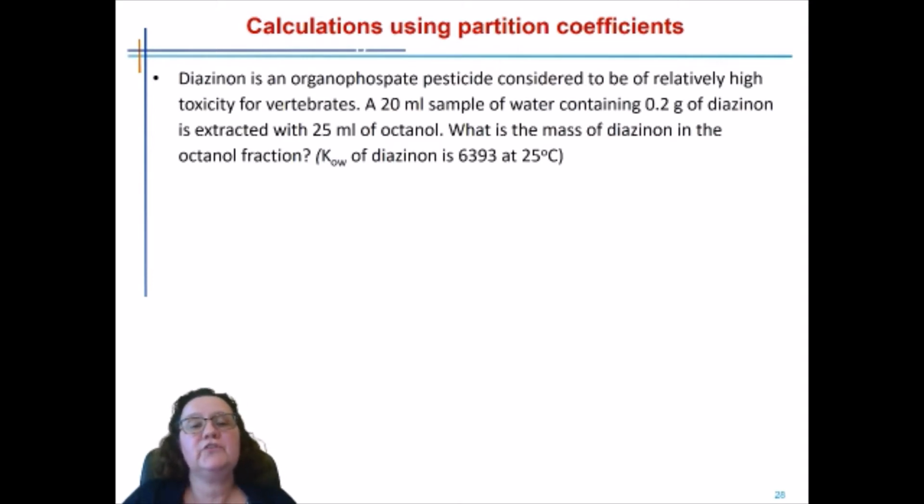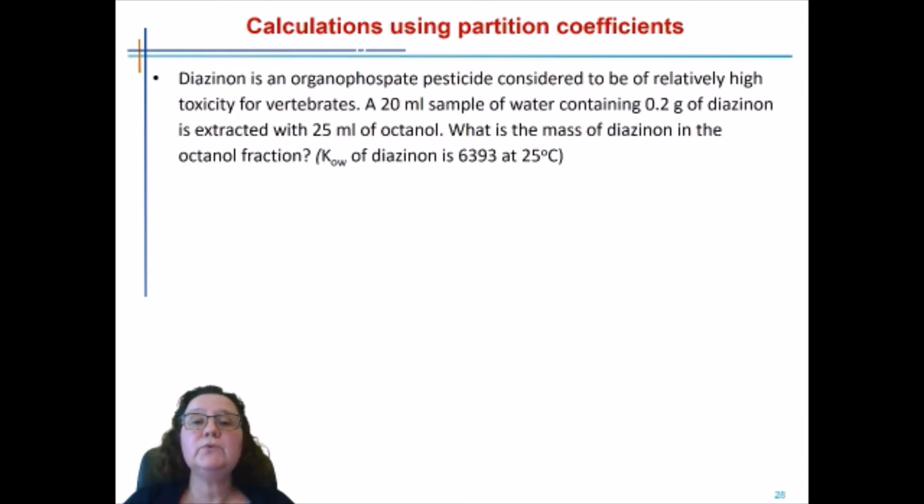So this was an exam question that I set in last year's exam. You have a chemical, an organophosphate pesticide, diazinon, which is considered to be of relatively high toxicity for vertebrates. You have a 20 milliliter sample of water that has 0.2 grams of the pesticide, which is then extracted with 25 milliliters of octanol. And what will be, when the extraction takes place, the mass of the pesticide in the octanol fraction?